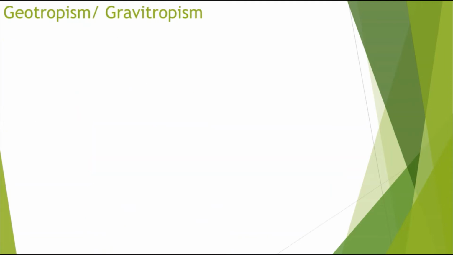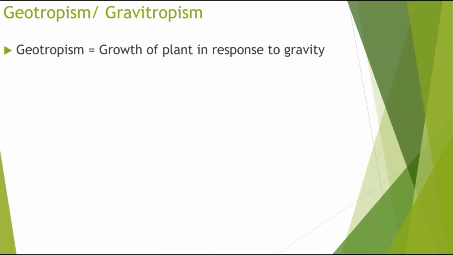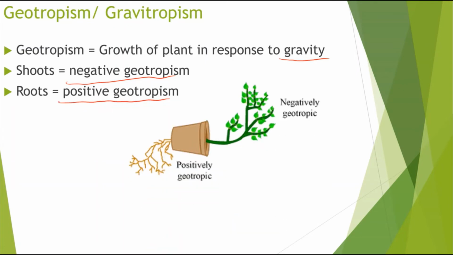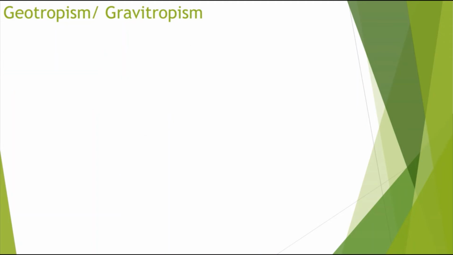Now looking at geotropism or gravitropism. This is basically the growth of a plant in response to gravity. What we observe is that shoots have negative geotropism and the roots have positive geotropism. As you can see, the shoots are growing away from gravity, so they're showing negative geotropism, whereas the roots are growing towards gravity, downwards, so they are showing positive geotropism.